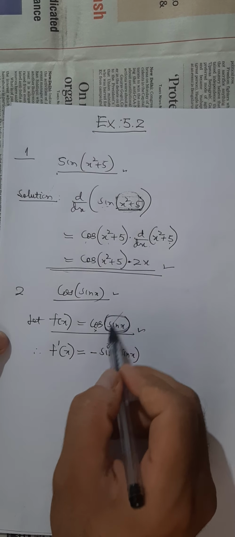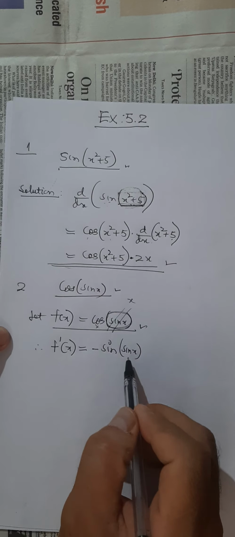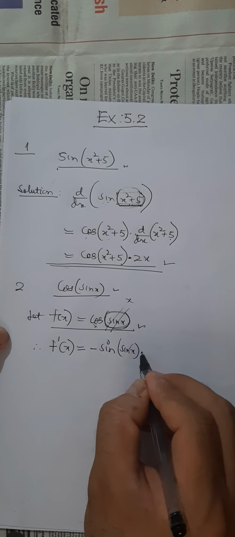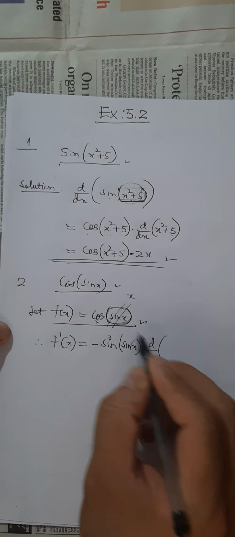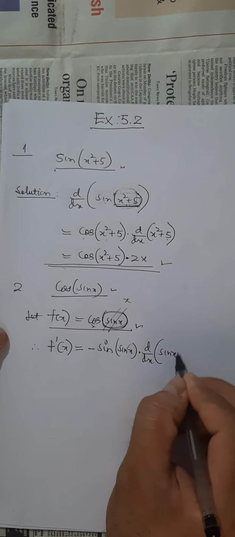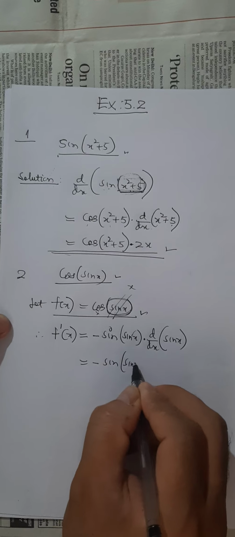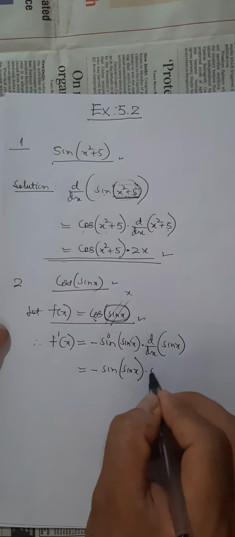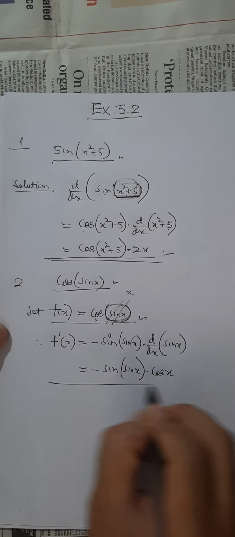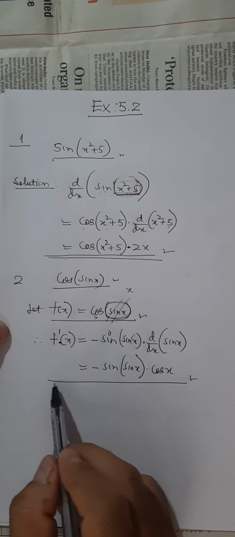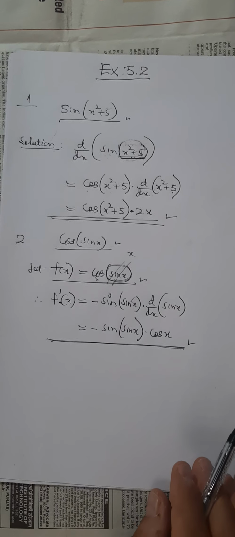You are imagining this as x, remember. So minus sine x into d by dx of the inner function. What's the inner function here? Sine x. So we get minus sine of sine x into the derivative of sine, which is cos x. So this is your answer. This is f dash, remember, the derivative. Okay.